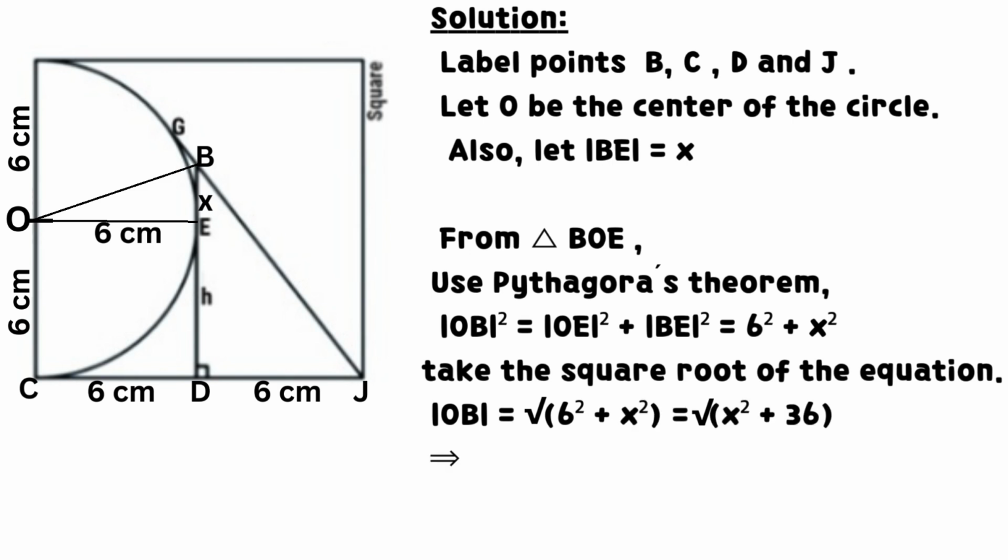The square of line OB equals the sum of the square of line OE and the square of line BE, which equals the sum of the square of 6 and the square of x. Take the square root of the equation. Line OB equals the square root of the sum of 36 and the square of x.